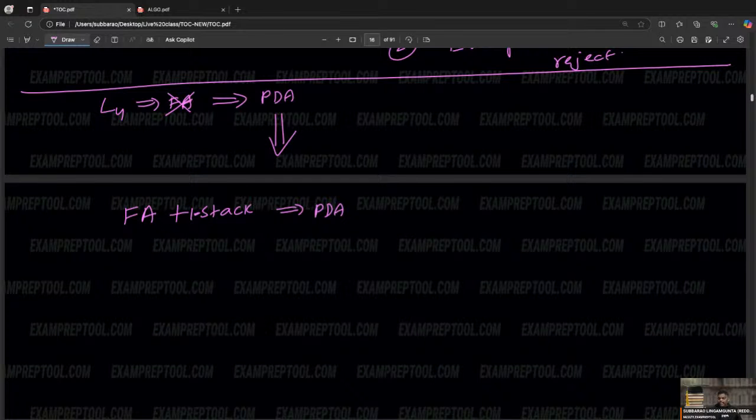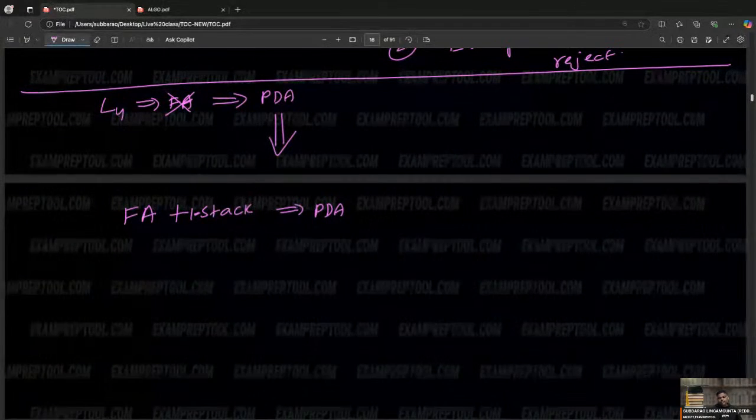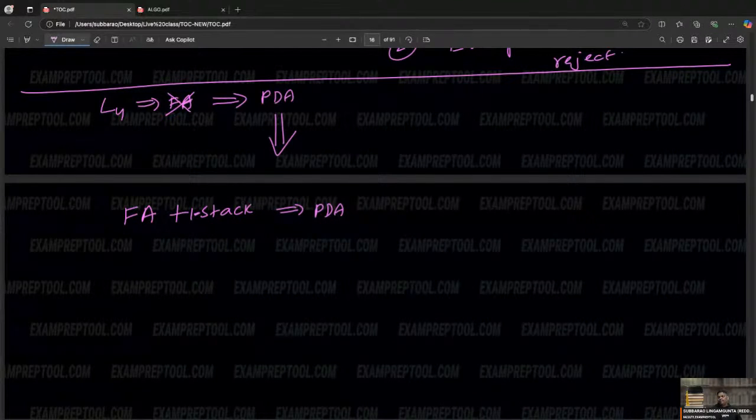So in the PDA also, there are states, because of finite automata. Plus one stack is also there. But the major one is stack. PDA means the major one is stack only. But remember, finite automata plus one stack is called PDA.